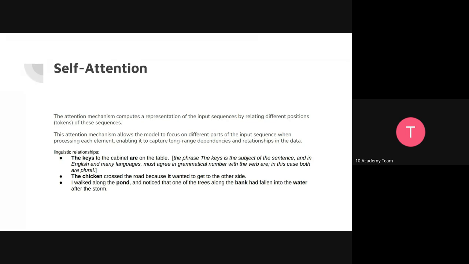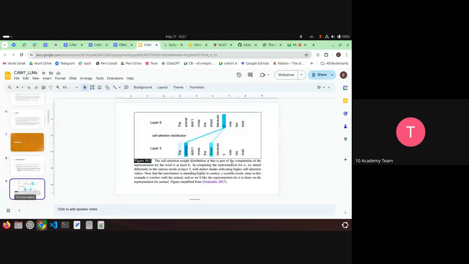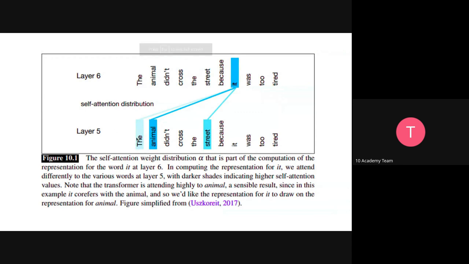Let's look at this in a way that is clearer. There is an example, so this is a sentence: The animal didn't cross the street because it was too tired. Just looking at the words, to understand why attention is important, there are relationships between them. For example, the meaning of it in this sentence is related to the meaning of animal. This pronoun is co-referring to this noun.